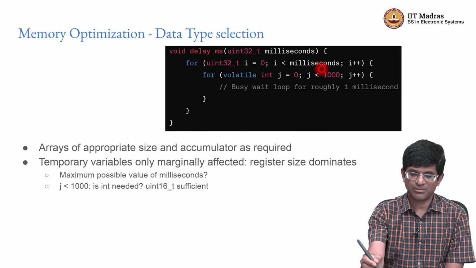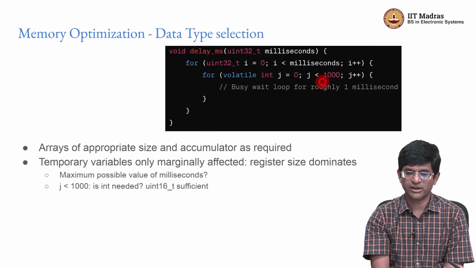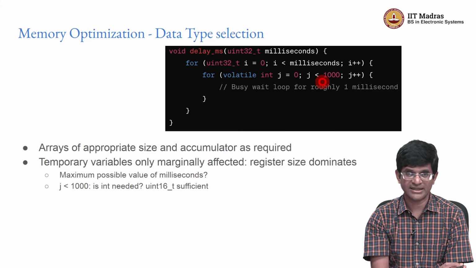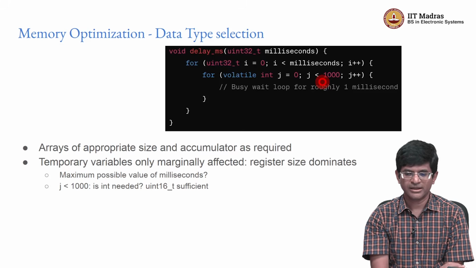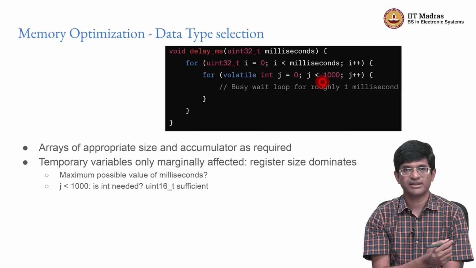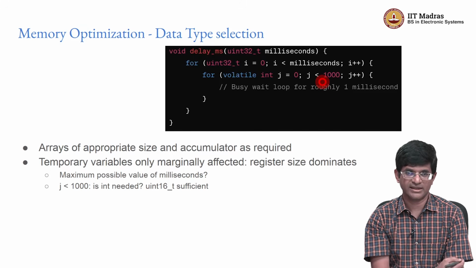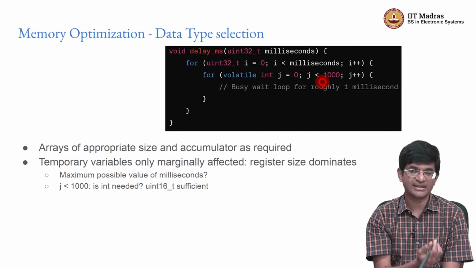Similarly, when I know, for example, that j can only go up to 1000 over here, do I really need it to be an int? Could I have used a uint16 instead, right? Possibly. Here it's not so obvious which is the right one to use, because like I said, it might also depend on what kind of registers are there in your system, and unnecessarily imposing the wrong data type might actually end up hurting rather than helping.